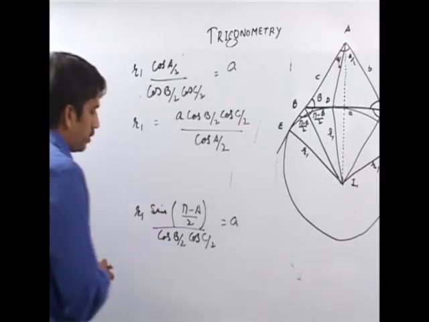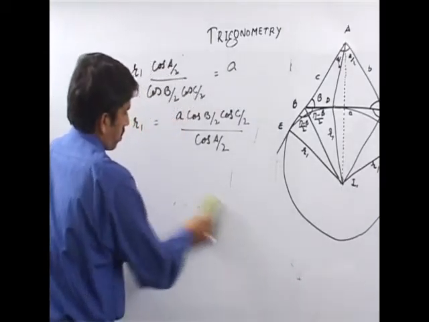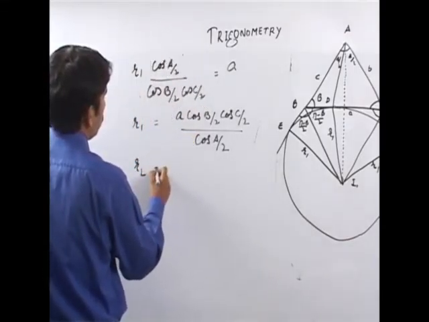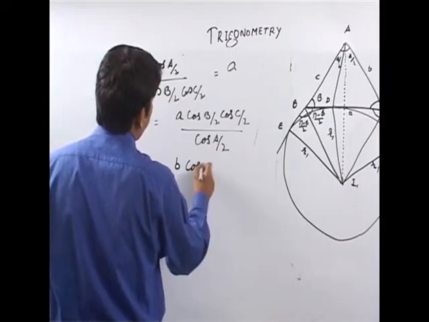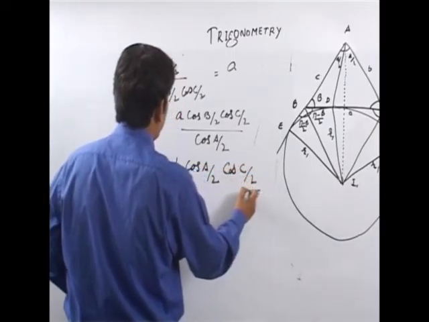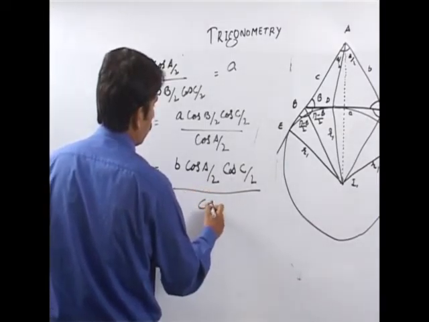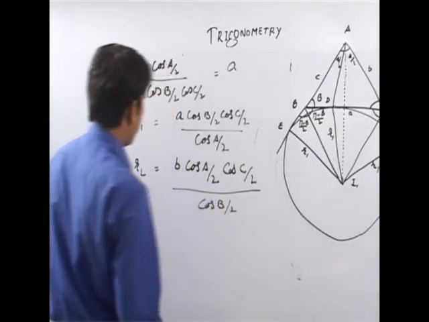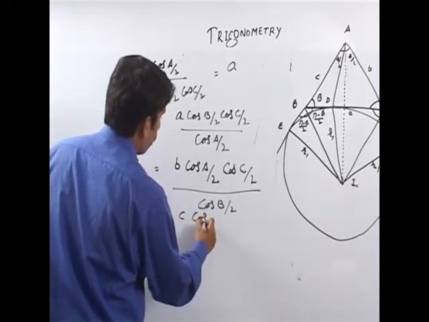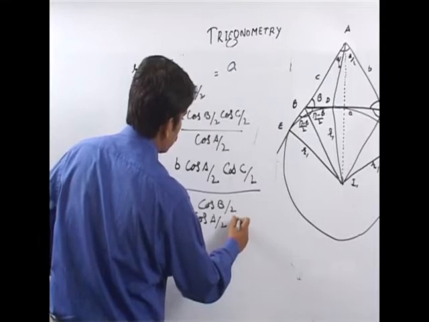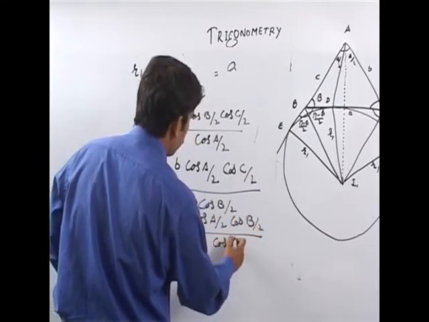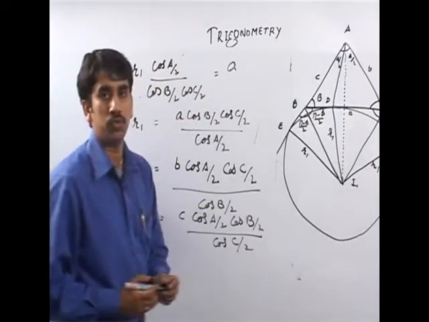Similarly, you can prove that R2 is equal to b cos A by 2 cos of C by 2 over cos of B by 2, and further you can write R3 is equal to c cos A by 2 cos B by 2 all over cos of C by 2.